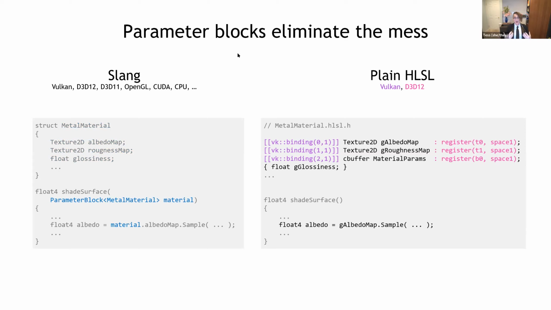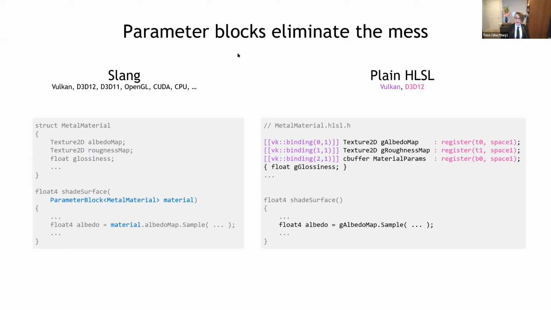hey, compiler, I would like you to take this type that contains these parameters, and I would like you to organize it using the parameter binding mechanism of the underlying API. Whatever my compilation target is, use the thing that is most efficient there. If you are on Vulkan, use their descriptor set and binding system. If you are on D3D12, use the descriptor table system, etc., etc.